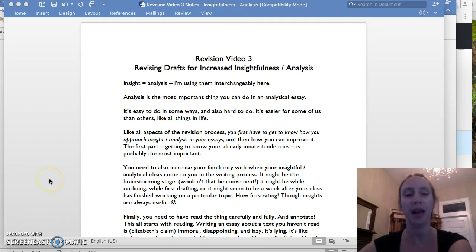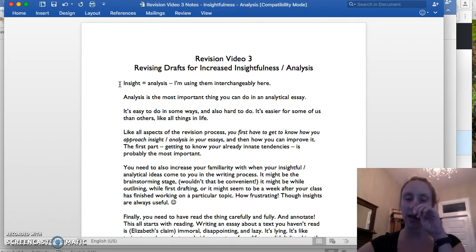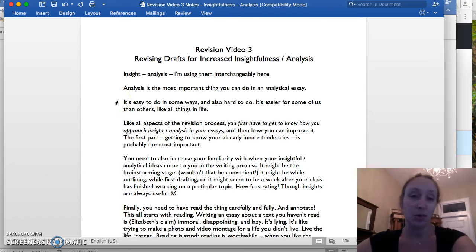Probably the most important and challenging and sort of pesky of the things that you can revise for, but important and exciting, inevitable. All right, so insight, the I in CRISP, is synonymous, I'm using it synonymously with analysis. It's the same word. Insight, analysis, you could call it other things too. Analysis is the most important thing you can do in an analytical essay. Not really surprising. Or in your writing, in really many other kinds of writing too.